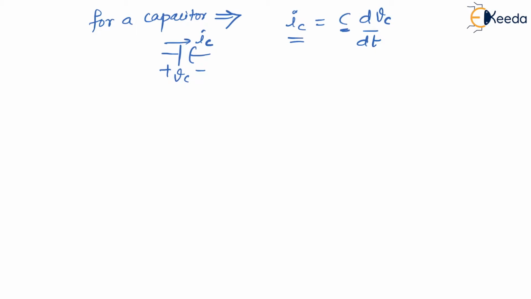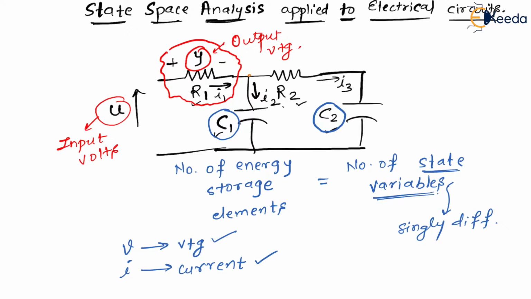Since it is d by dt of Vc, I can replace this with Vc dot. Am I right? Yes. And let me write the remaining things as it is, C into IC. Now let us assume that this is the node voltage V1, and this is node voltage V2. Why? Because this node voltage V1 is nothing but the voltage across this capacitor. Similarly, this node voltage V2 is also the voltage across this particular capacitor. And V1 and V2 can be taken as states, because they are singly differentiable.